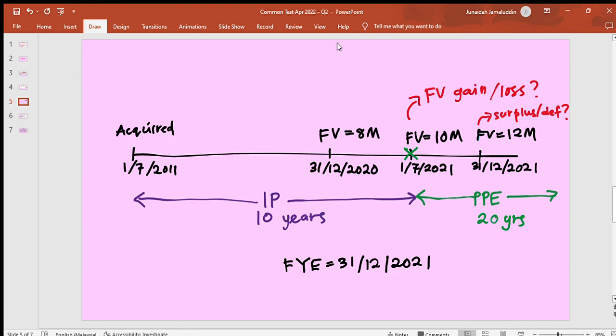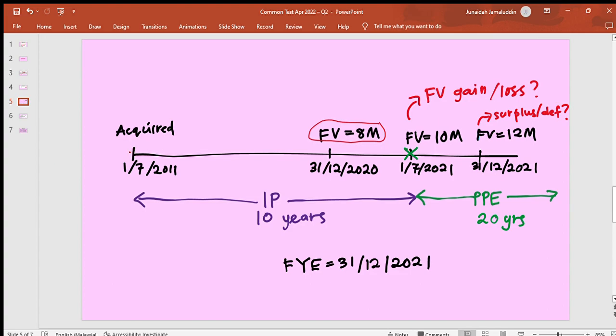Okay, the building was acquired on 1st July 2011. The fair value was given on 31st December 2020, which is 8 million. We also know that the company adopted the fair value model for the investment property. And then on 1st July 2021, this is the date where the investment property was transferred into owner-occupied property.